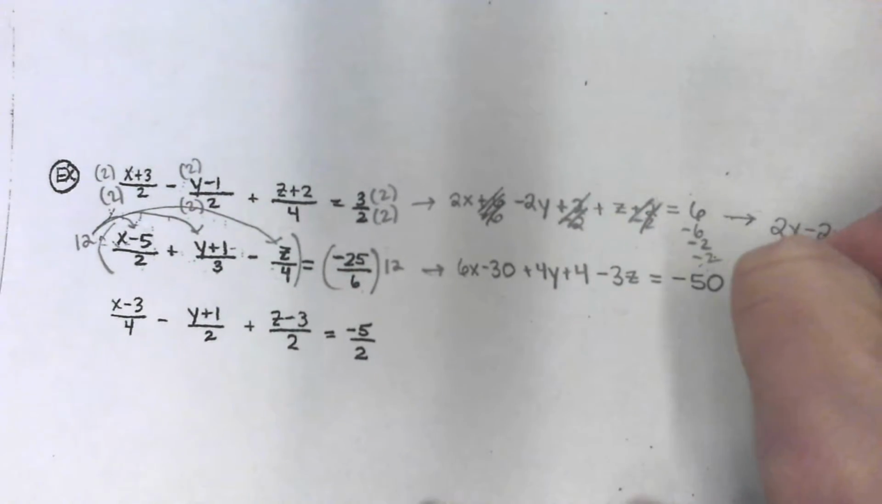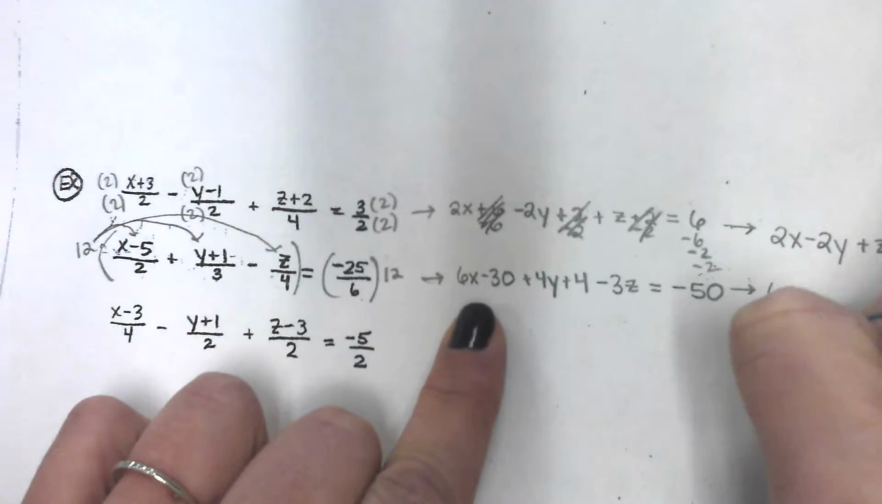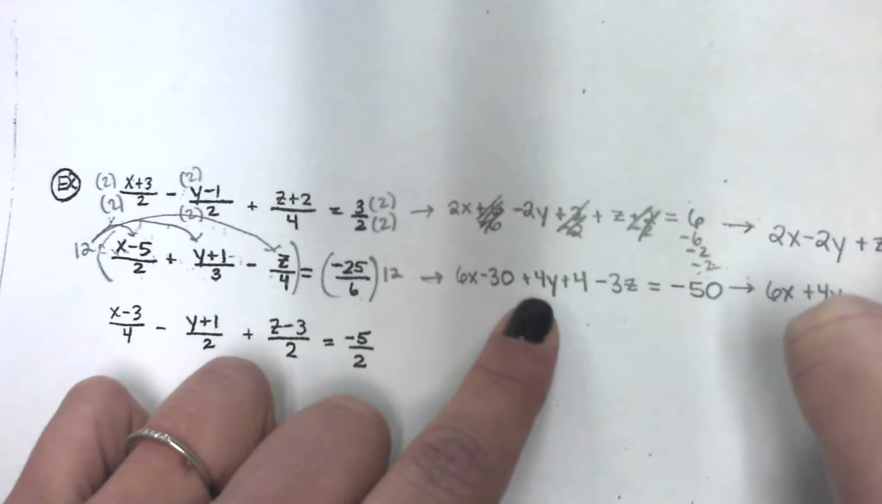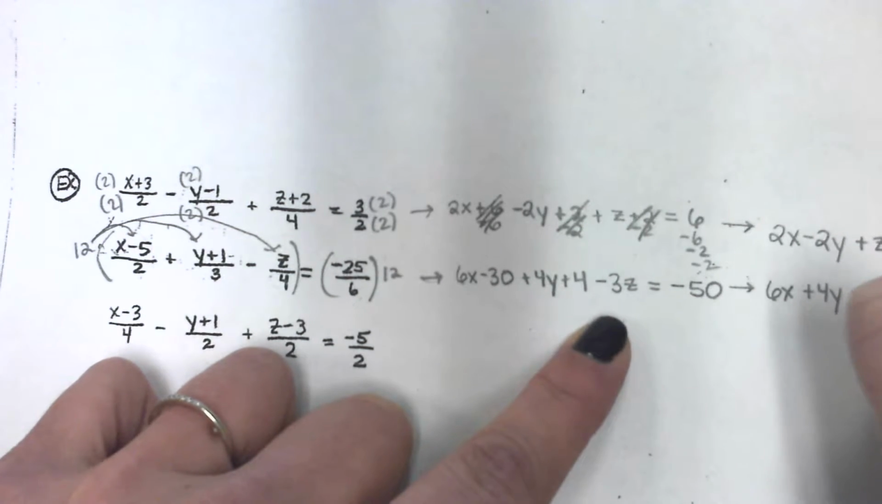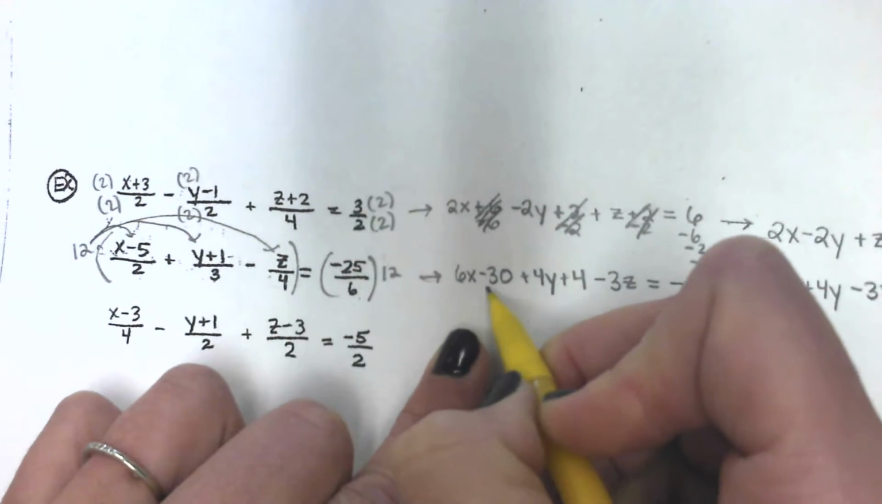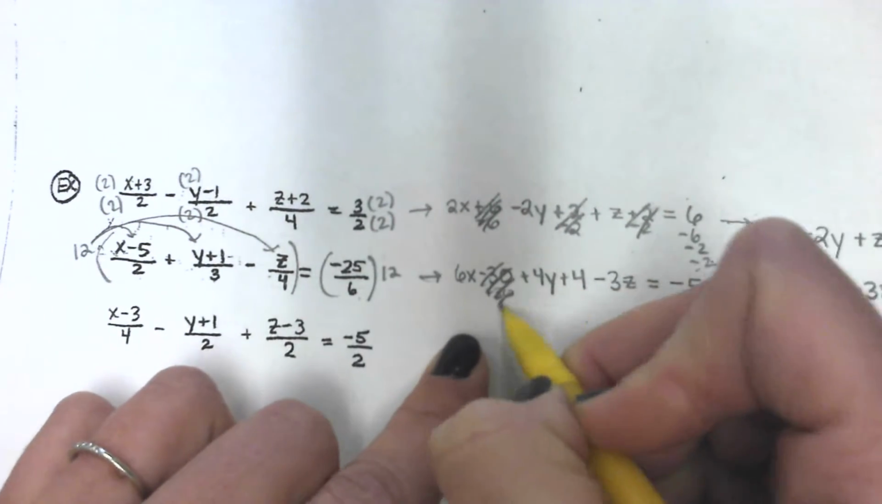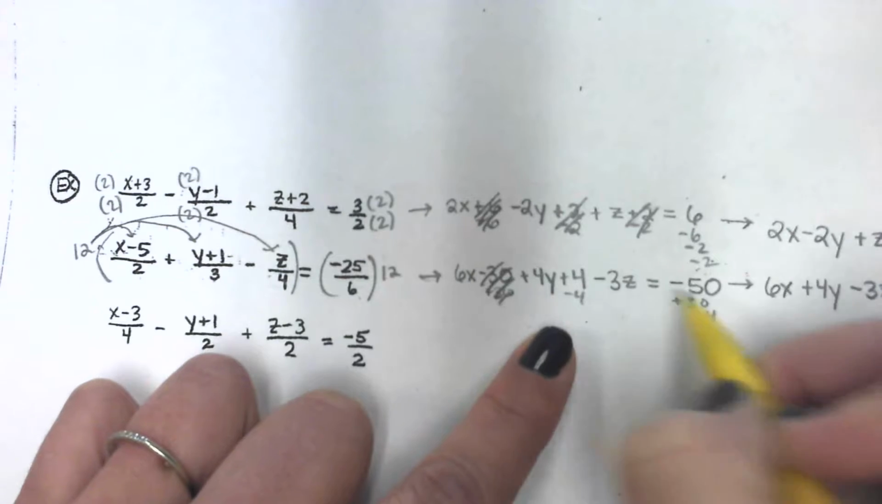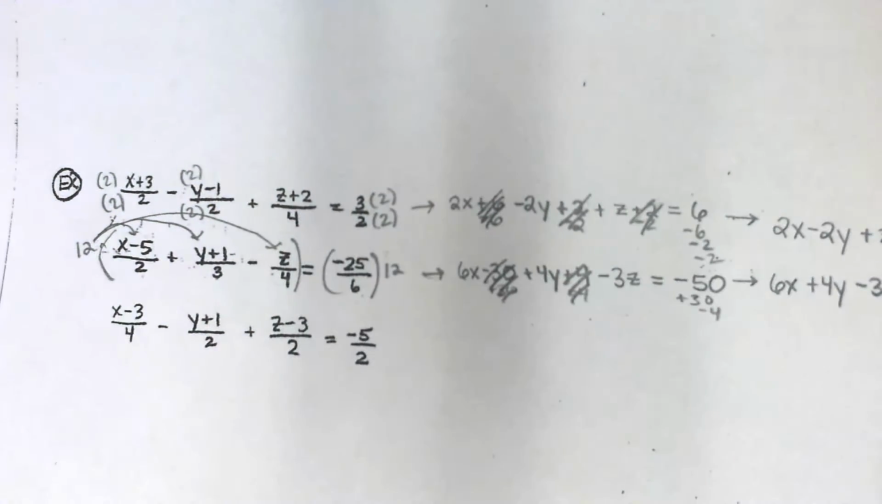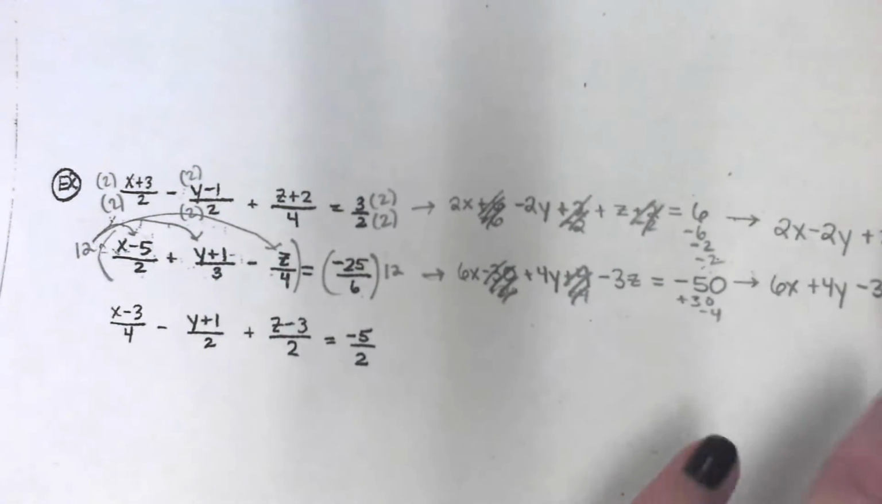When I clean that up, I have 6x, 4y, minus 3z equals, I'll have to add the 30 over, subtract the 4 over, and that leaves me with negative 24.